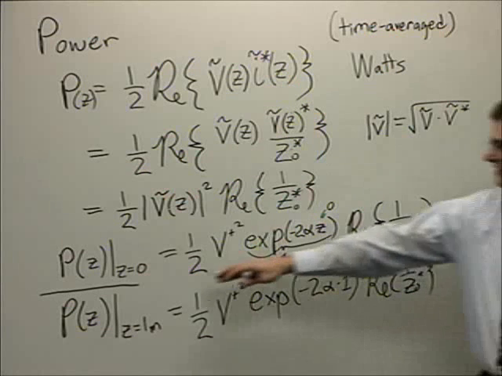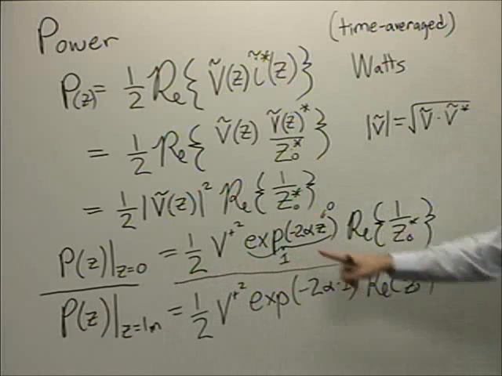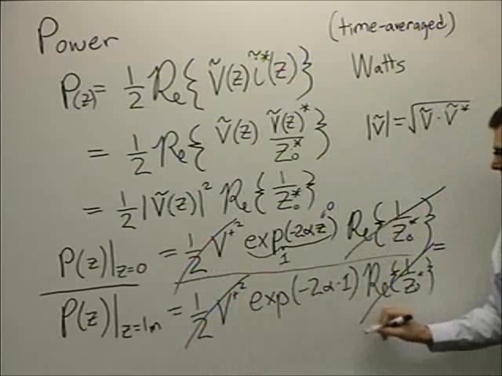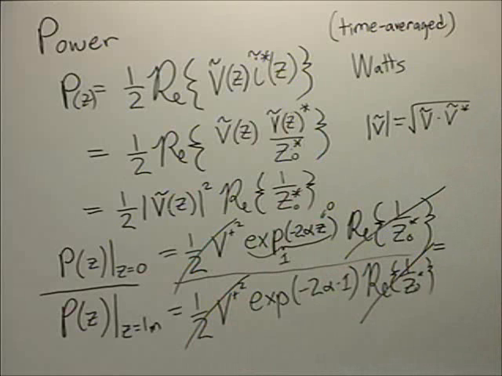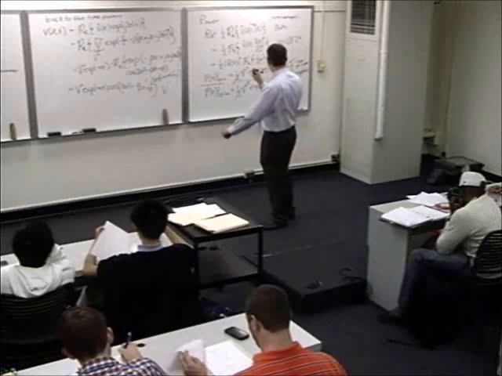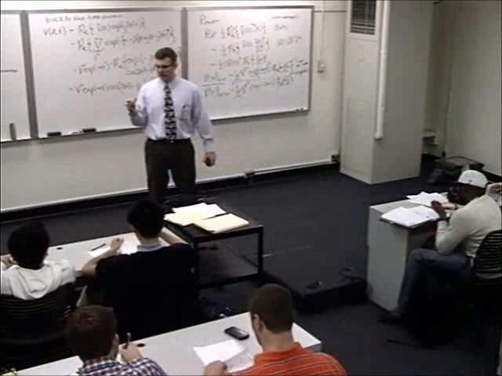And so if I divide these equations out, you see a lot of nice things happen. I've got a 1 here. All this stuff cancels. I've got just an exp to the minus 2 alpha in the denominator, which becomes a plus 2 alpha in the argument of the exponential when I move it to the numerator. And this is basically the loss per meter.